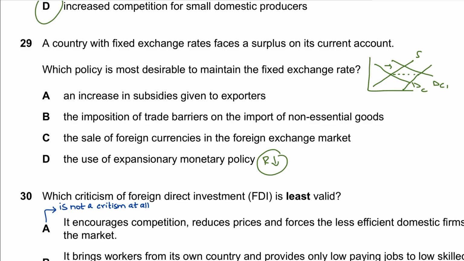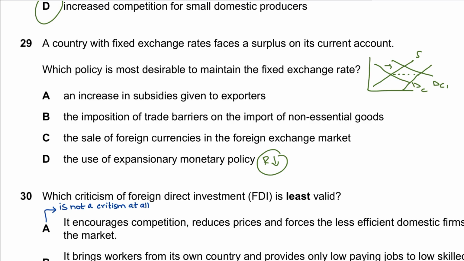Option C says the sale of foreign currencies in the forex market. This is incorrect, because if you want to bring the exchange rate down, you either reduce the interest rates or you buy foreign currencies. You buy foreign currencies in the forex market. You use the domestic currency to buy the foreign currency. So to maintain a fixed exchange rate with a surplus, the central bank would normally buy foreign currency and sell domestic currency to increase the supply of domestic currency in the forex market artificially.